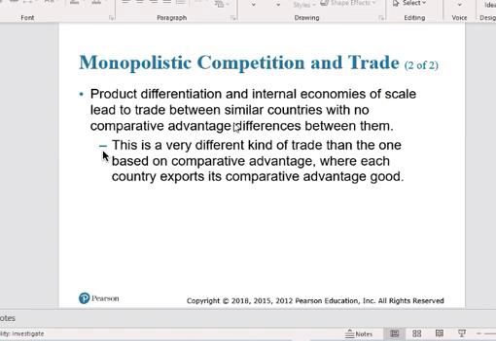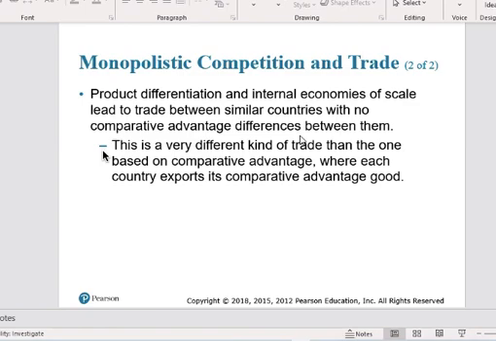Monopolistic competition and trade, product differentiation, and internal economies of scale lead to trade between similar countries with no comparative advantage differences between them. In a previous trade model, we have technology differences and endowment differences, and those differences lead to comparative advantage, and therefore we trade with each other, and then we have welfare gain.